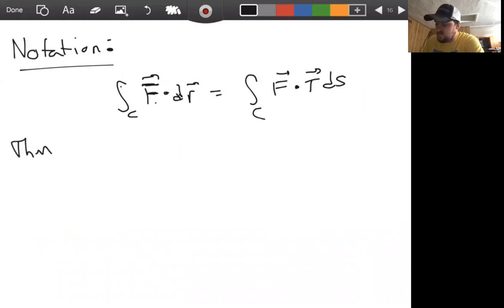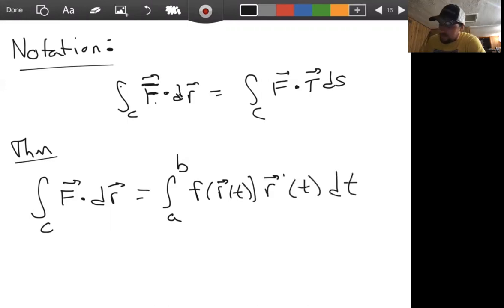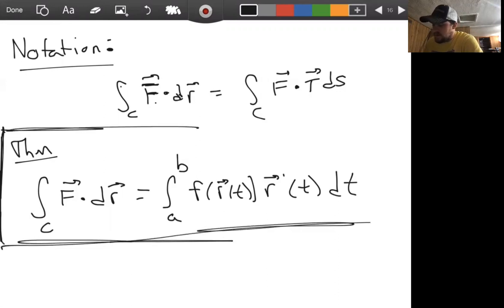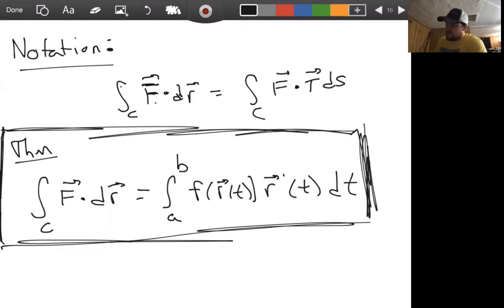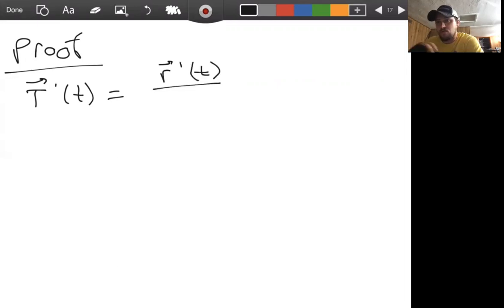And so here's a theorem for calculating vector line integrals. We say the vector line integral over the curve C of F dot dr is equal to the integral from a to b of F(r(t)) dot r'(t) dt. And so here's this theorem. And where did it come from? Where in the world did we get this formula? Well, here's a quick proof. Let's recall what r'(t) is actually doing. Remember, the unit tangent vectors come from the derivative, because the derivative gives you something tangent to your position. And then to get a unit vector, we divide by the magnitude.